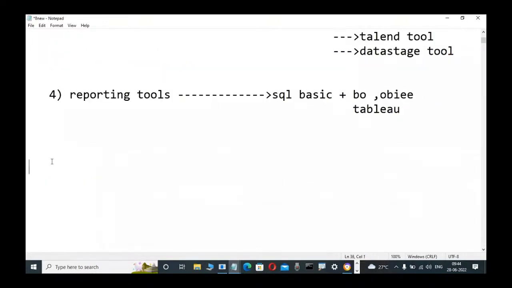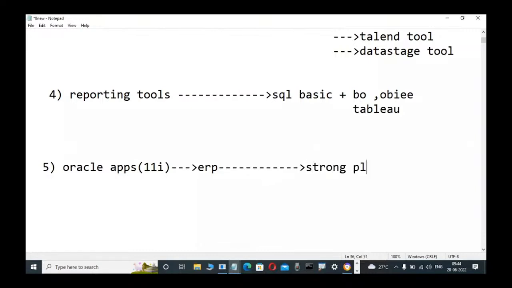Another type of person learning this course is for Oracle Apps, which is an ERP. SAP is an ERP worldwide, and likewise Oracle Apps is an ERP. For these ERP persons, very strong PLSQL knowledge is required, so they also learn this course. Not only that, some fellows are also getting jobs in other areas.